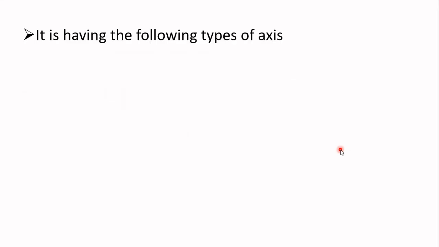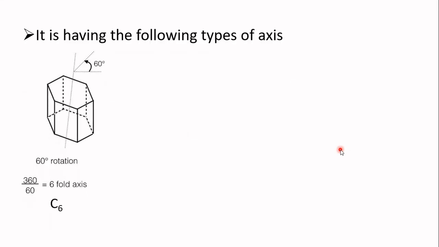appearance more than once during the complete rotation through an angle of 360 degrees. See, this can be understood by considering these examples. So here I have taken a unit cell of a crystal. This is the imaginary line about which we can rotate through an angle of 60 degrees to get the same appearance. That means when we rotate this crystal through 360 degrees, we will get the same appearance 6 times. Hence this line is called a 6-fold axis, or it can be represented as the C6 axis.